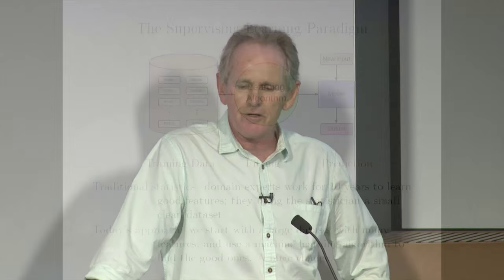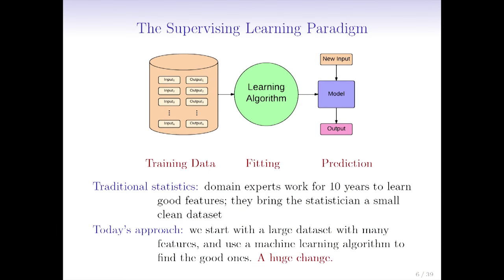So supervised learning. This is the topic of the talk today, or the general theme. So what happens here? You have input data coming in on the left. You have some learning algorithm. And then the idea is you use the learning algorithm on the inputs to try and predict some output. So each of the inputs has an associated output. You use the learning algorithm to predict the output. And then once you've built the model, you have some new input, and you use your model to predict the output. So that's the idea of supervised learning.